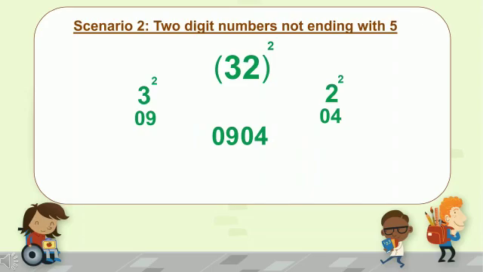Now we come back to number 32. Then multiply 3 and 2, that is 6. Again multiply 6 by 2, that's equal to 12. Write this 12 below 0904, leaving the ones place digit. Now add this up and the result is the square of 32.